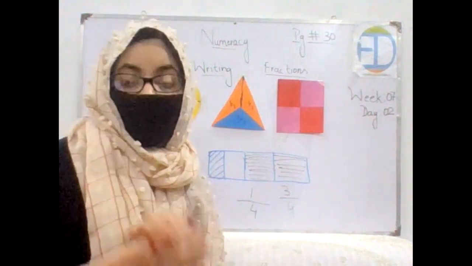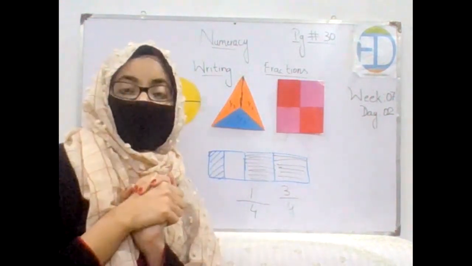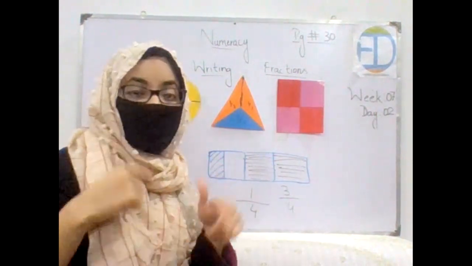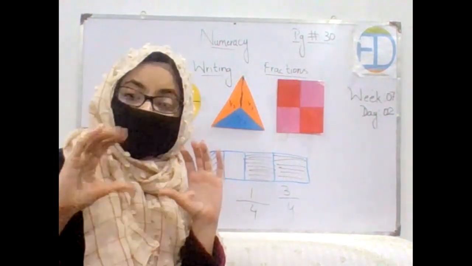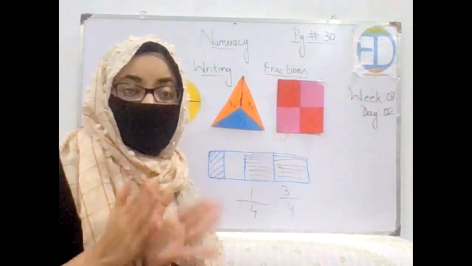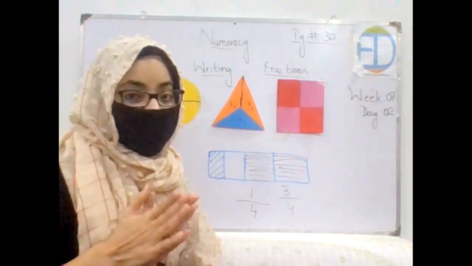What we learned is how we can write fractions. And the method is that in the numerator part, we write the number which is the shaded area. And in the denominator part, we write the total number in which that shape or that thing is divided into, right? So this is how we write fractions.